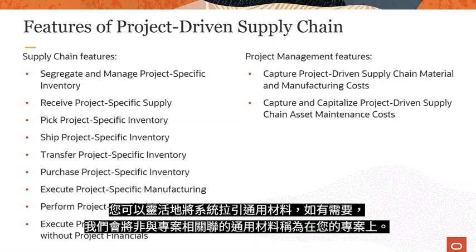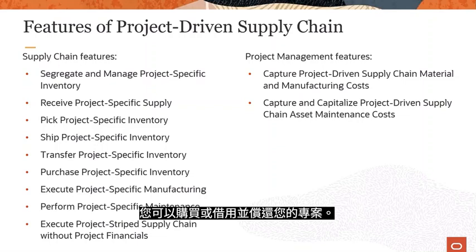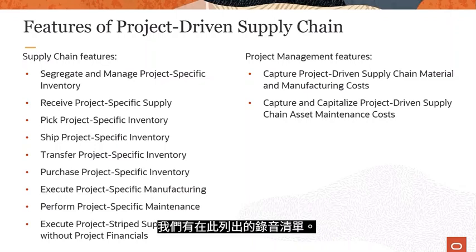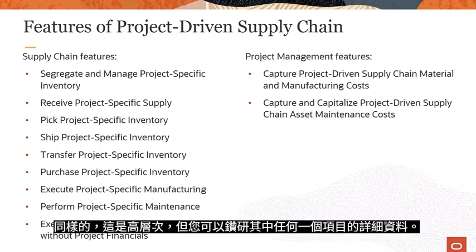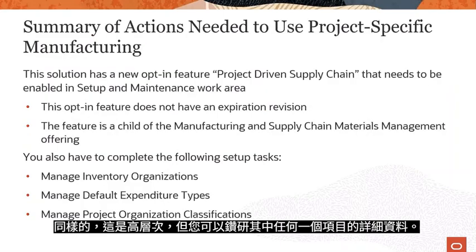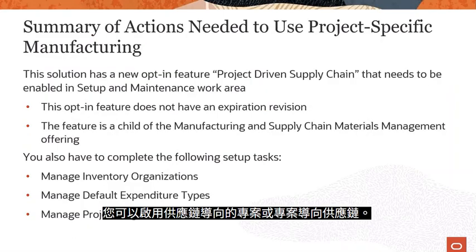You have the flexibility of having the system pull common material, we'll call common material not something associated to a project, onto your project if you need to. So you do have some flexibility there. And you can buy or borrow and pay back on your projects. We have a list of recordings out there, so feel free to go look at all those. Again, this is kind of the high level, but you can drill into the details of any of those. You can enable supply chain driven projects or project driven supply chain.